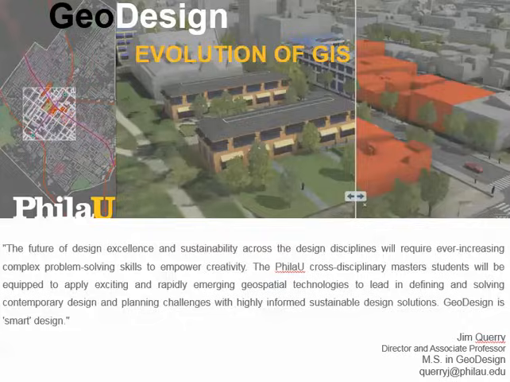As I mentioned earlier, there is an emerging new field of study called Geo Design. The director of the program is a very respected professor here at Philadelphia University. He is a professor in the landscape architecture program, Jim Query. And this is his quote: "The future of design excellence and sustainability across the design disciplines will require ever-increasing complex problem-solving skills to empower creativity." So Geo Design is basically smart design. It's taking information that we learn from different types of GIS analysis and processes and making smart decisions.